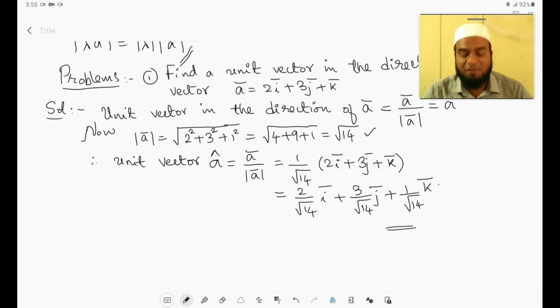A bar will have whatever direction it has; that will remain as it is. Only we have to change its magnitude. We have to make the magnitude 1. To make that magnitude 1, what do we have to do? We have to divide by its magnitude. Then the magnitude will become 1. So that is what we have done in the solution, right?